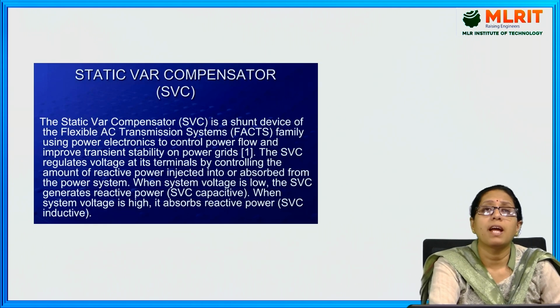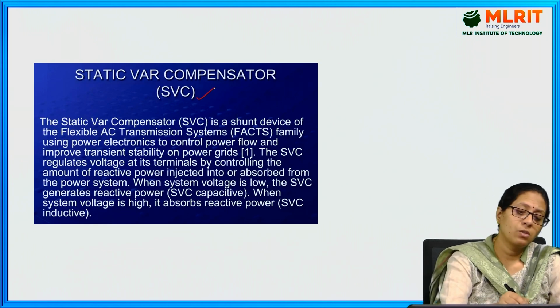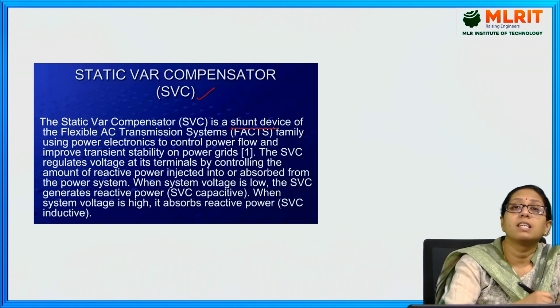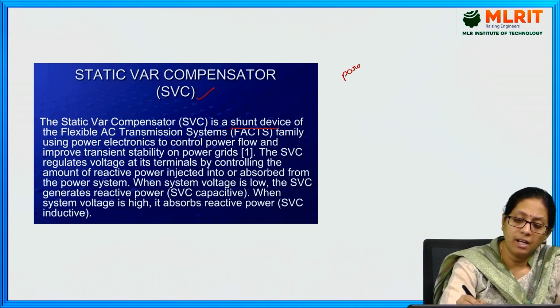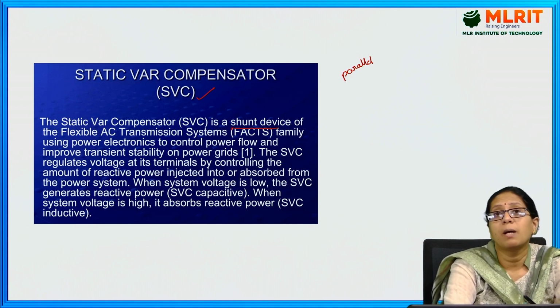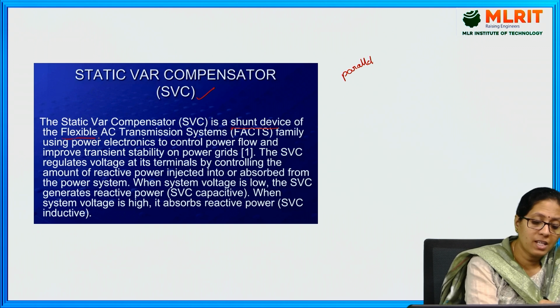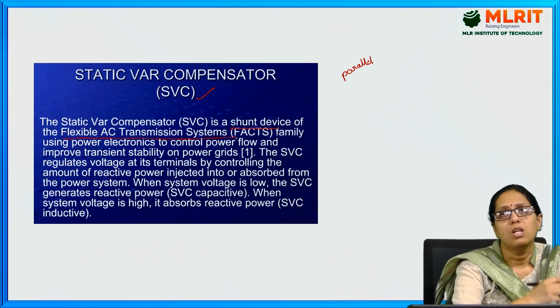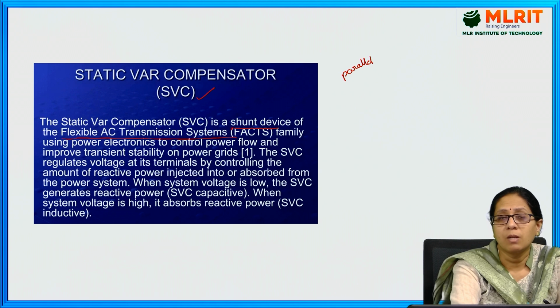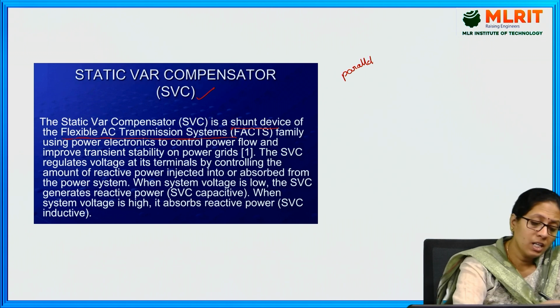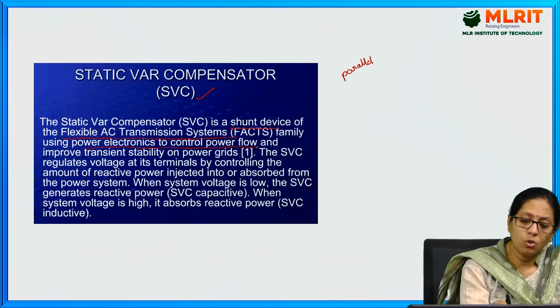The first one is static var compensator, that is SVC. The SVC is a shunt device. Shunt is nothing but connected in parallel. So as I said, the capacitors are connected in parallel to the load. This is also called a shunt device of FACTS, that is flexible AC transmission system. In flexible AC transmission system, we will be connecting this SVC in parallel, so it is called a shunt device using power electronics to control the power flow.